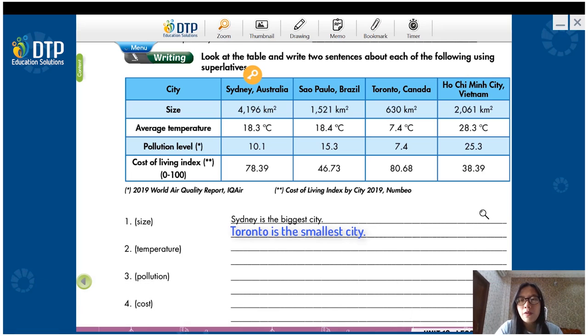And 4 minutes is over, everyone. Now, let's check together. Number 2, the temperature.